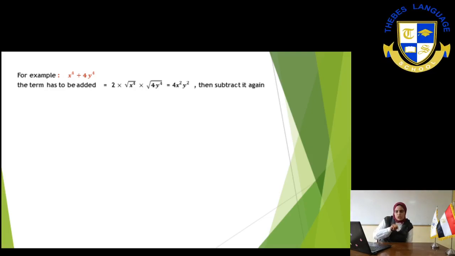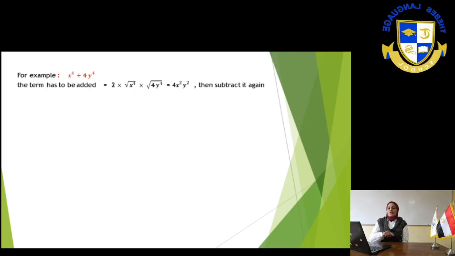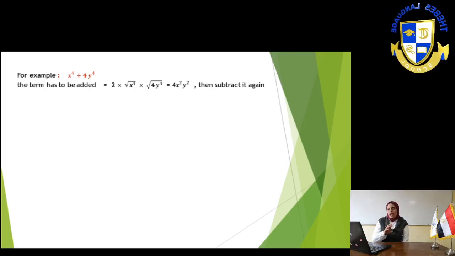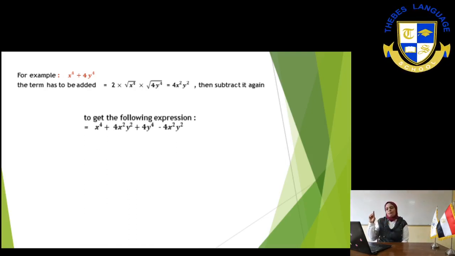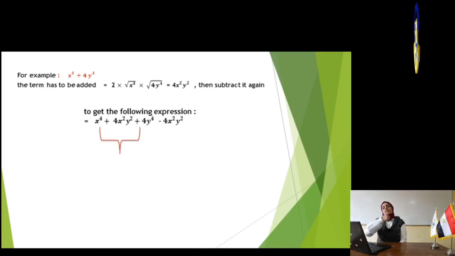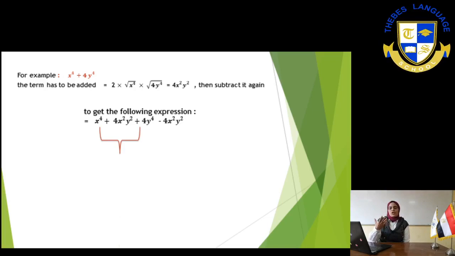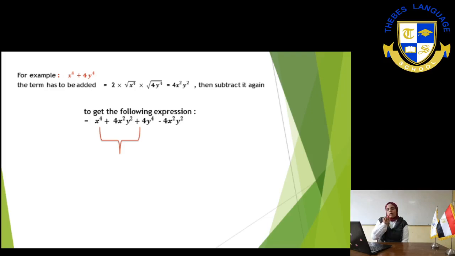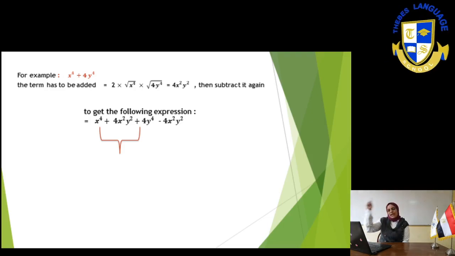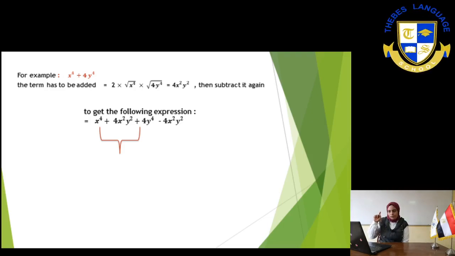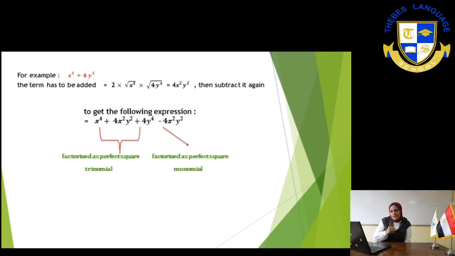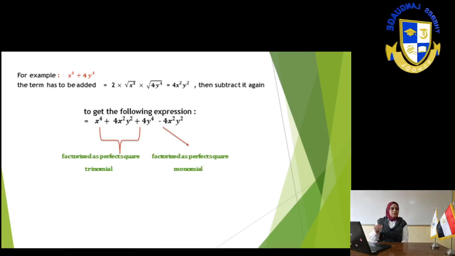That by taking the square root of x to the power 4 and the square root of 4y to the power 4, it will then multiply it by 2 to have 4x power 2 y power 2. Then we will subtract the term again. So the expression will be x power 4 plus the added term 4x power 2 y power 2 plus 4y power 4, then subtract the added term to have negative 4x power 2 y power 2. The first three terms will be perfect square trinomial.